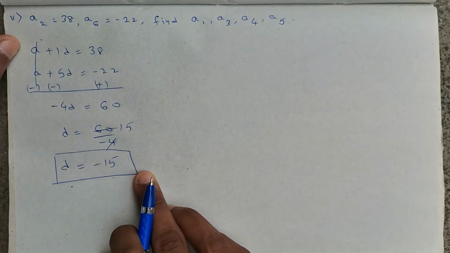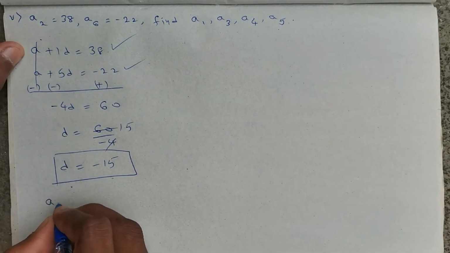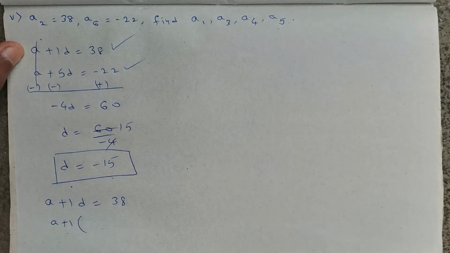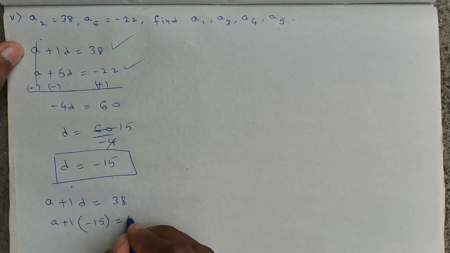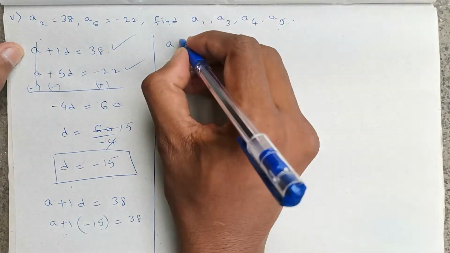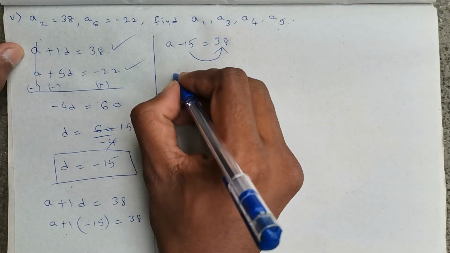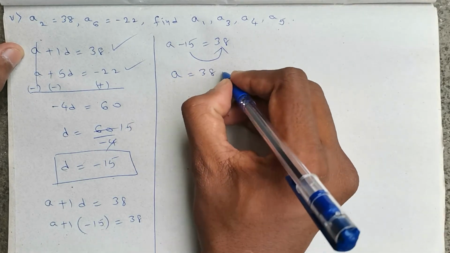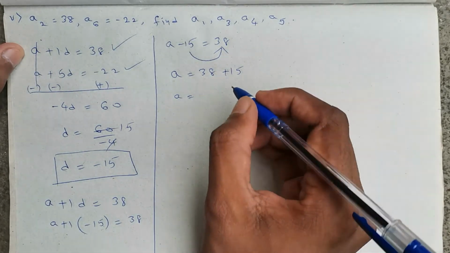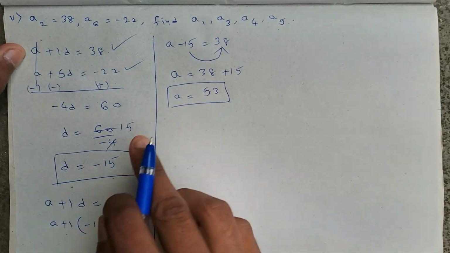Now this D value we can substitute either in the first equation or in the second equation. I am substituting in the first equation. A plus 1D is equal to 38. A plus 1 of, in the place of D, minus 15 is equal to 38. So we will get A plus 1 into minus 15, minus 15 is equal to 38. This minus 15 I will take to the right side. It will become plus 15. So A is equal to 38 plus 15, which is 53. First term also we got. A value we got and D value we got.